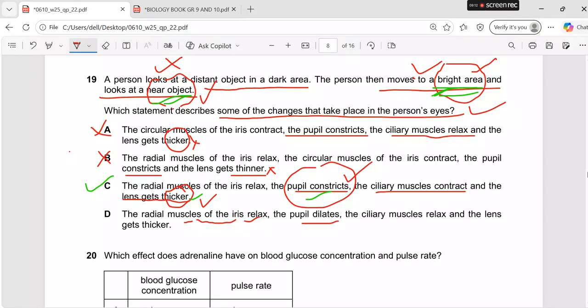When the radial muscles relax, the pupil constricts. So here it's wrong. Of course, if here it's wrong, the remaining part will be wrong automatically. So the ciliary muscle relax and the lens gets thicker. Because we are wrong over here, we will not go ahead so much. Wrong. So your correct option will be C.